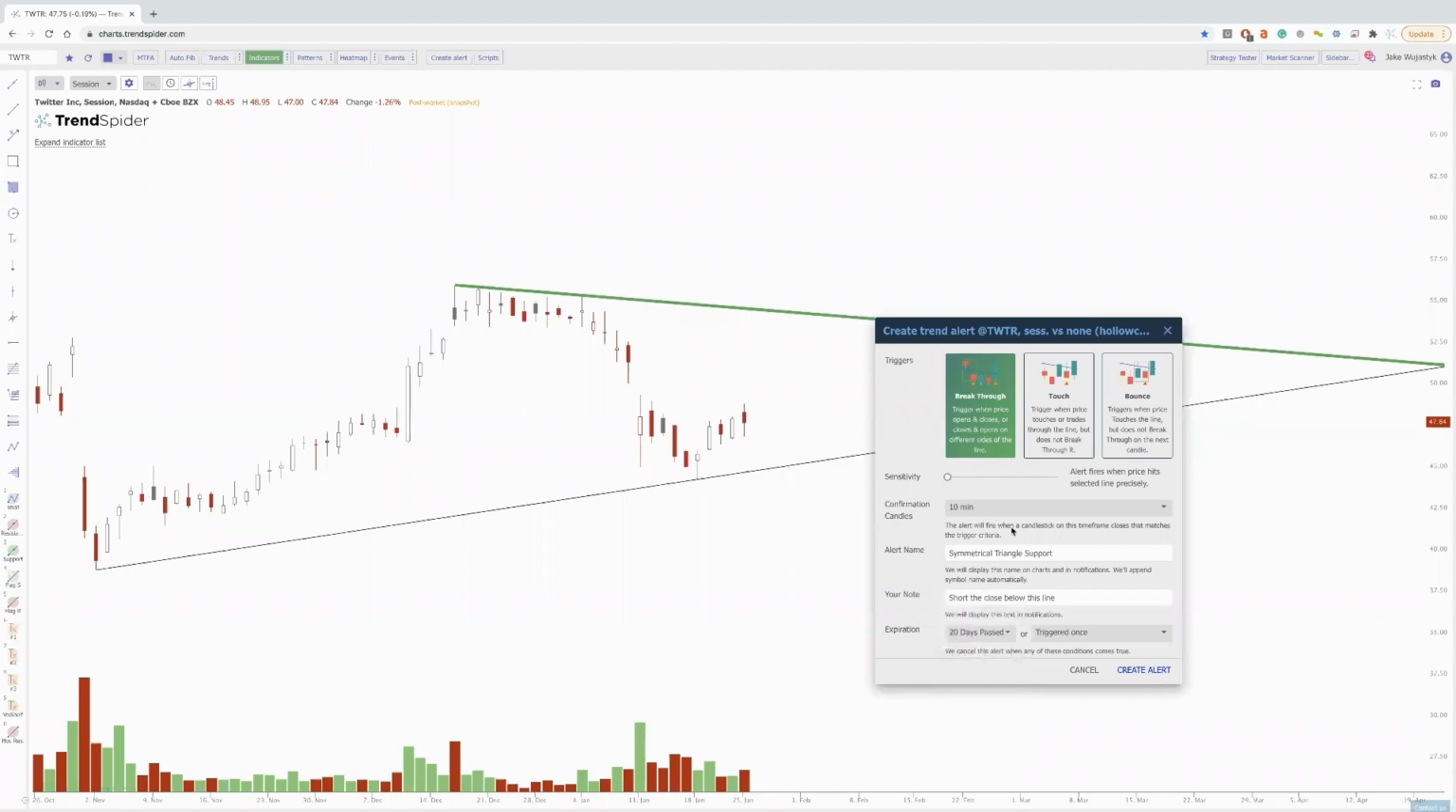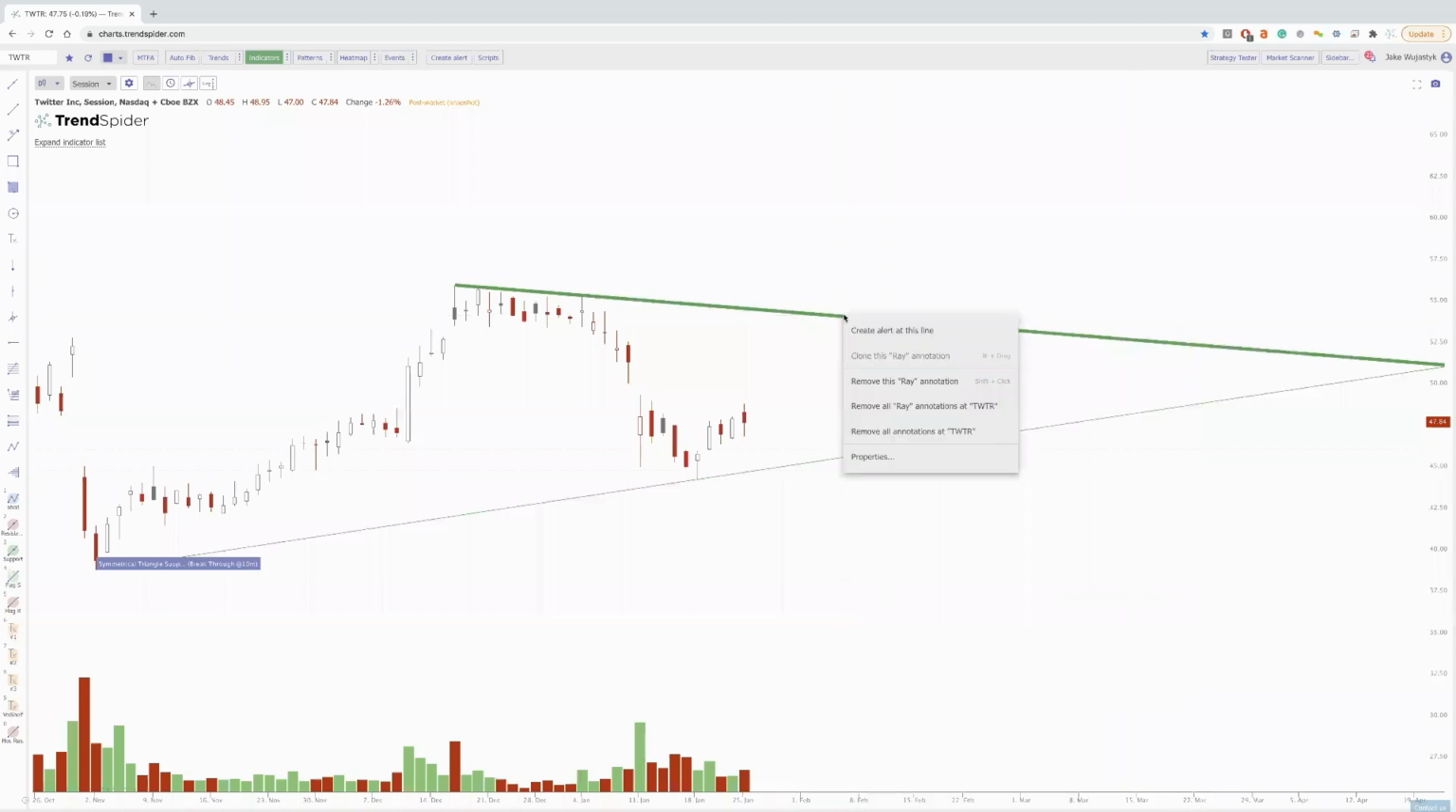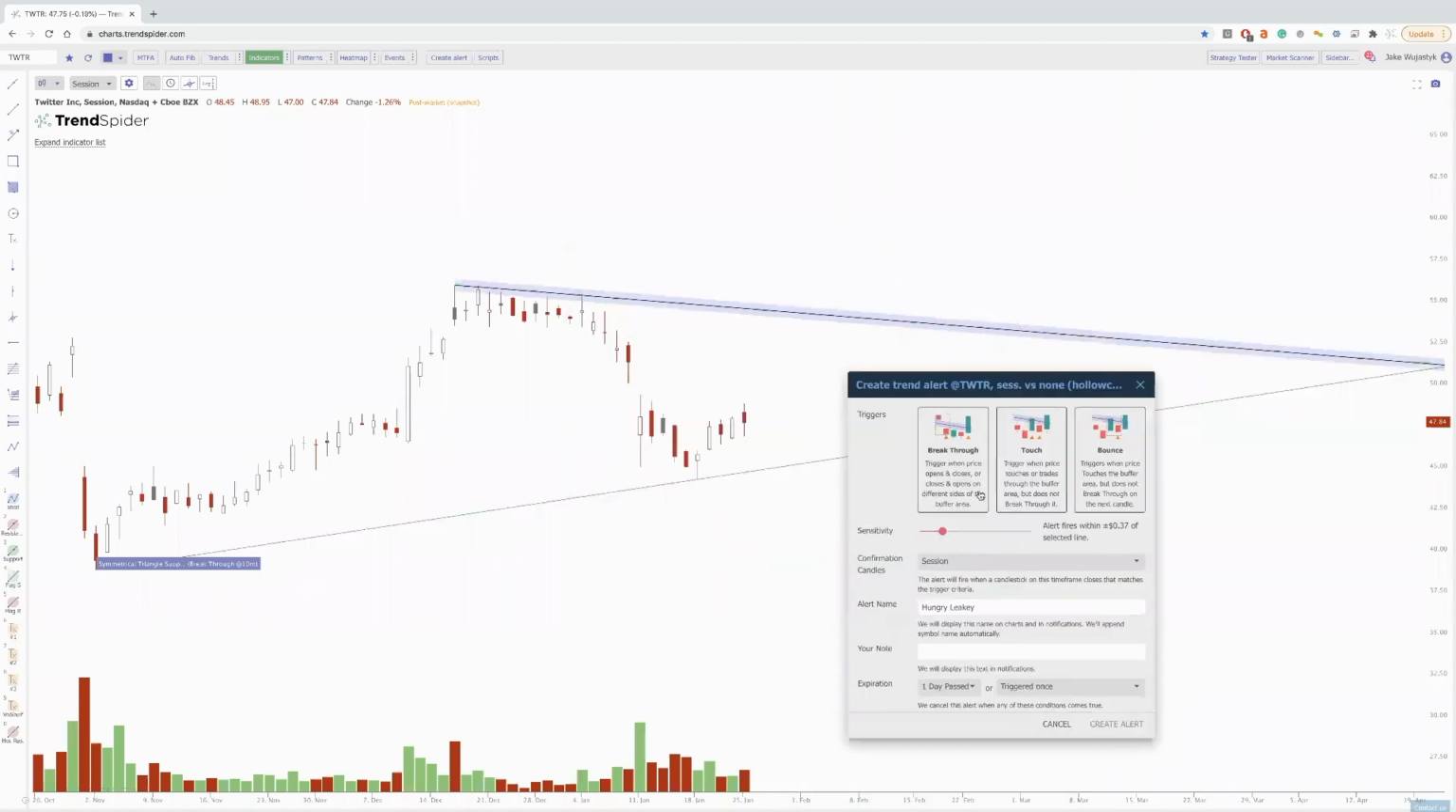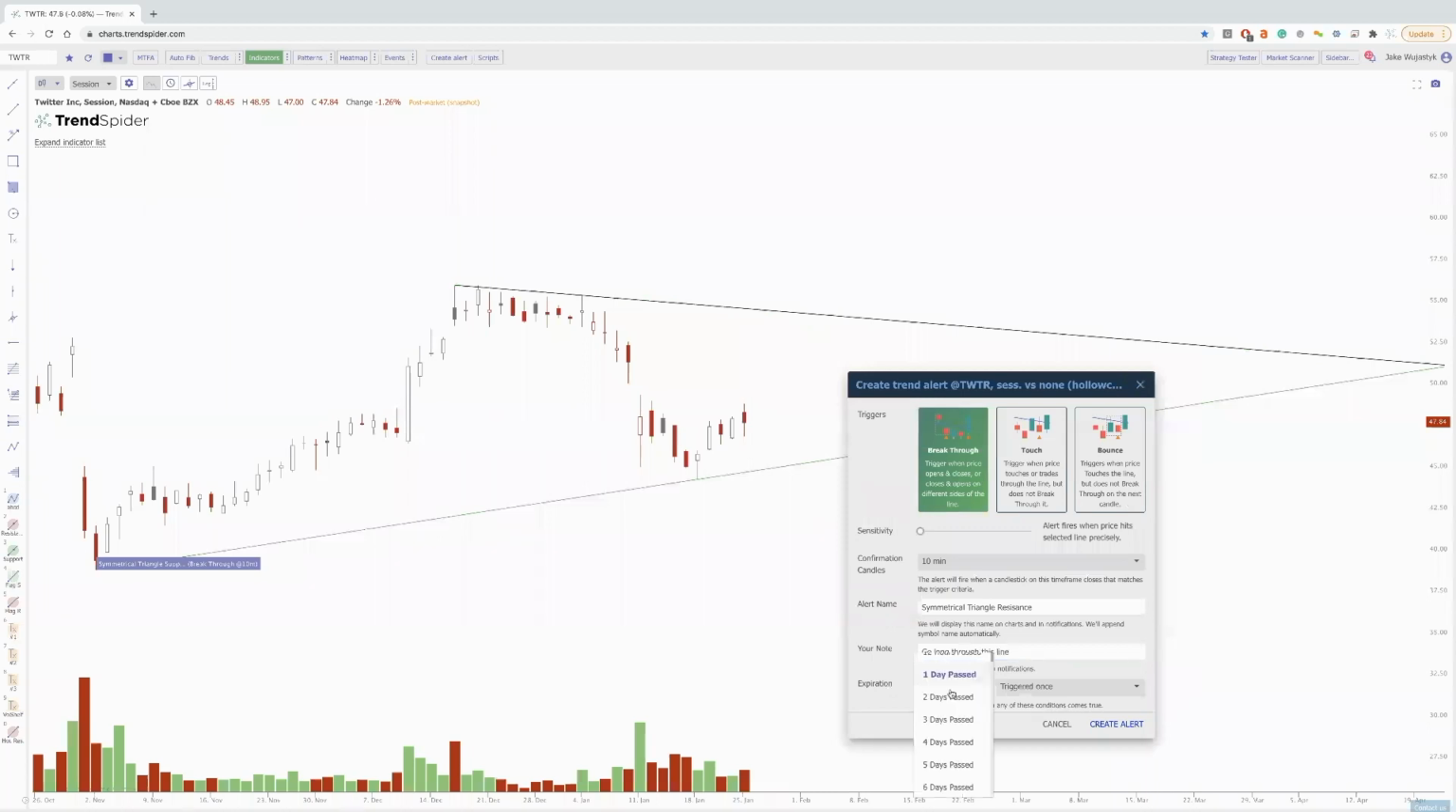So maybe I want to know after 20 days has this broke through or not, and then I create the alert. I then do the same thing on the other side. So breakthrough, we don't need sensitivity if we're just wanting the price to break through that exact line. Choose the confirmation candle again to the 10-minute, name this just symmetrical triangle resistance. Go long through this line, and then choose your expiration.